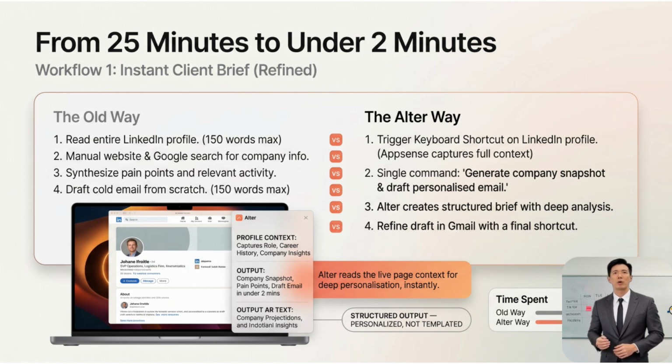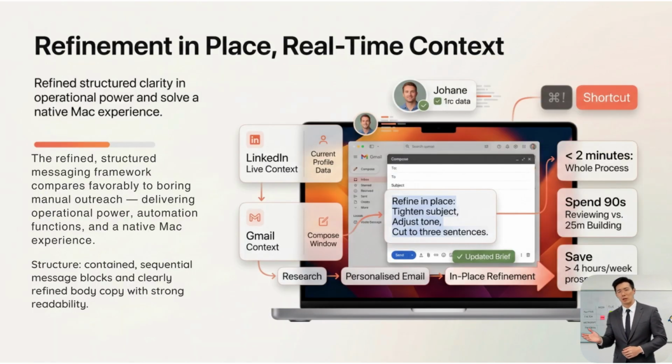You read their profile, open their website in a new tab, Google their company for recent news, check their LinkedIn activity to understand what they care about, and then write a cold email from scratch, trying to connect all of those dots. By the time you send one email, you've burned half an hour. Here's how you do it with Alter.